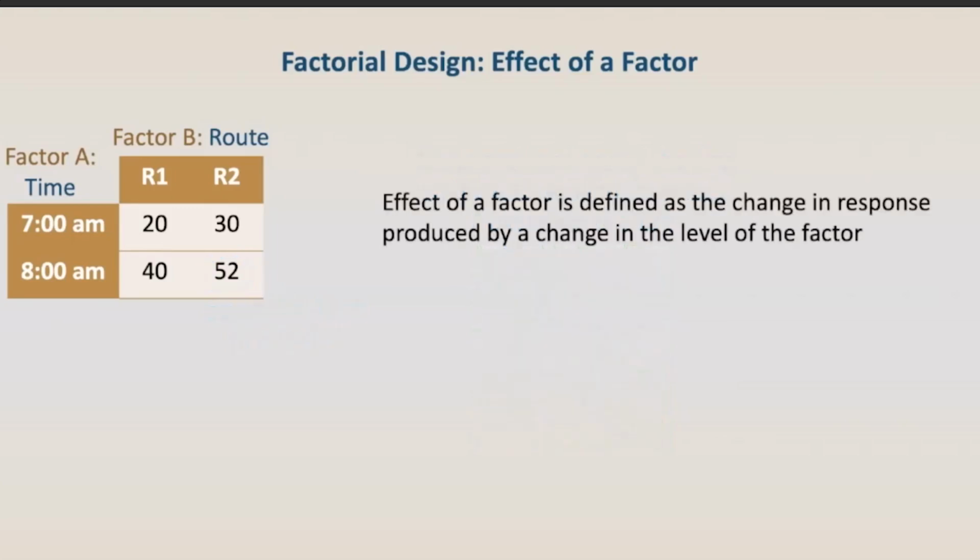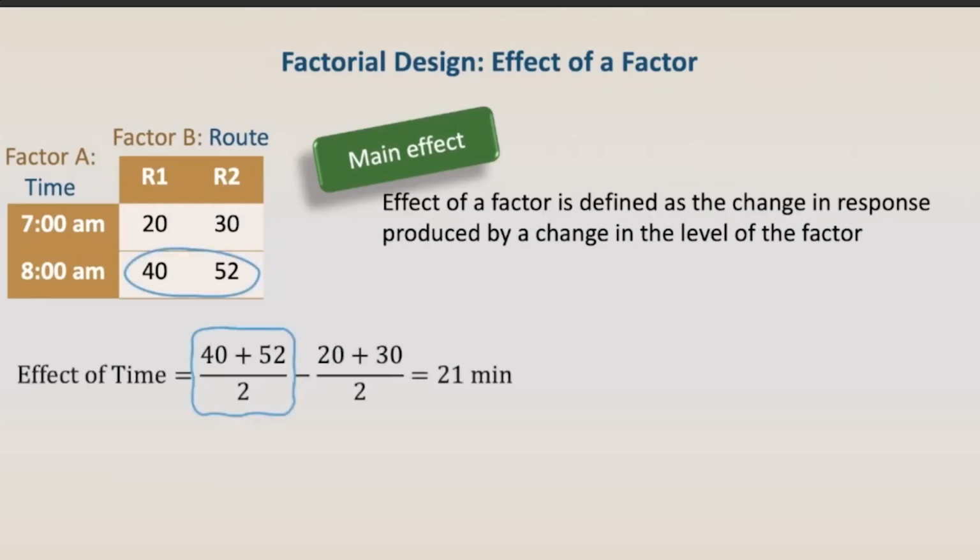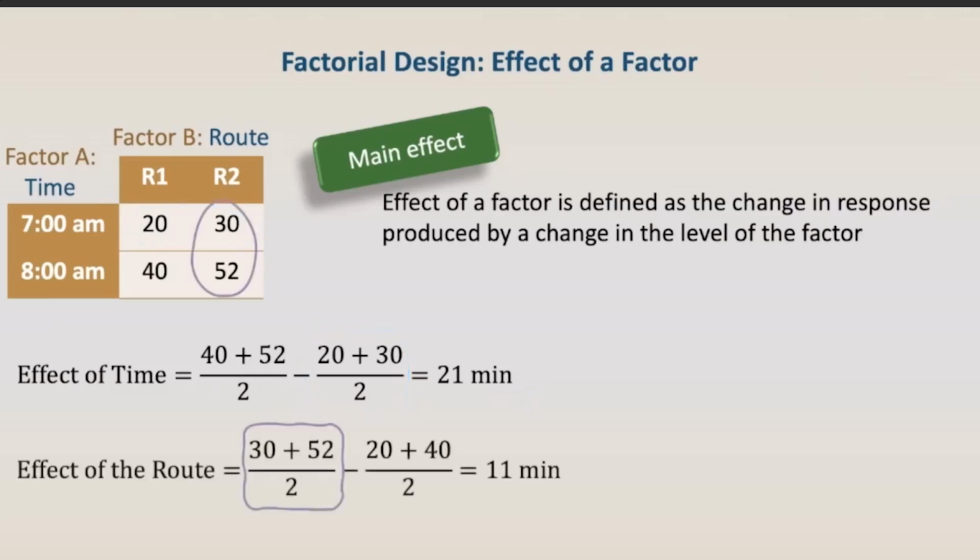The effect of a factor is defined as the change in the response produced by a change in the level of the factor. We call it main effect because it refers to the primary factors of interest in the experiment. In our example, the effect of factor A, the time we leave home, is the average commute time we take when we leave at 8 a.m. minus the average time when we leave at 7 a.m.: 21 minutes. In the same way, the effect of the route is the average time we take when we use route 2 minus the average time when we use route 1: 11 minutes.